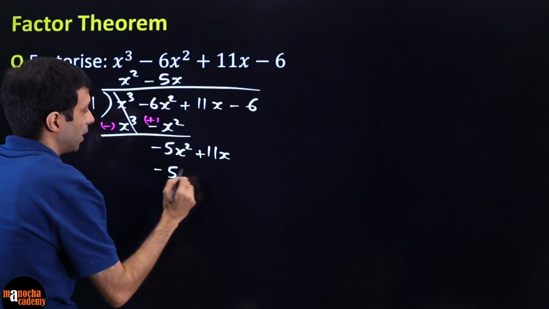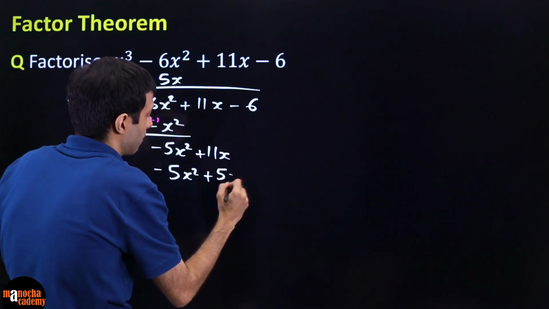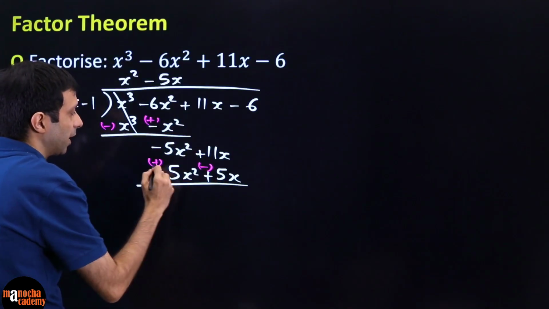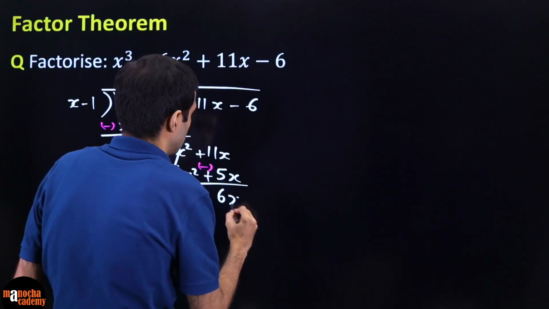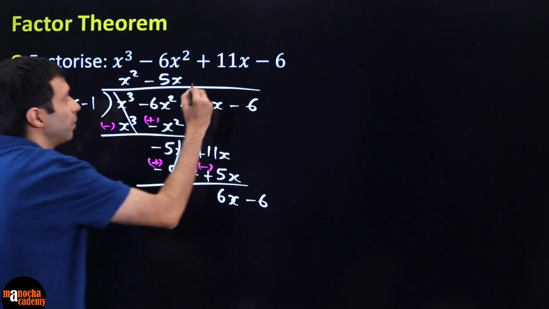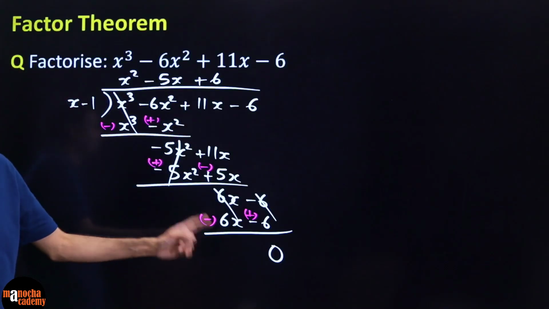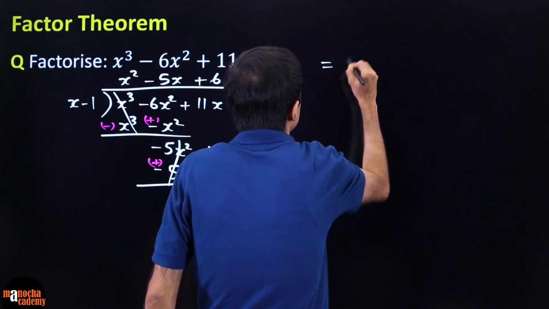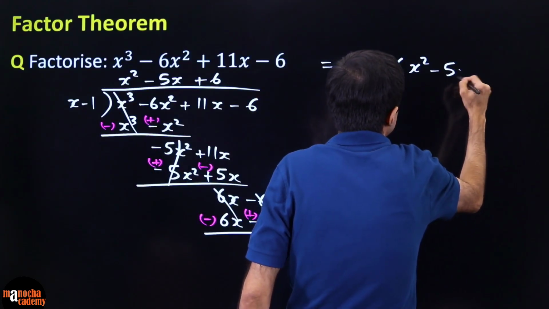So that's going to give us minus 5x square, and minus 5 times this will give me minus minus plus 5x. Again do the subtraction, so this becomes a plus, this becomes a minus. These terms will cancel. 11 minus 5x is giving me 6x minus 6. So what do I need here? I need a 6x, so I'll use plus 6. And you can see all these are cancelling and we are finally getting a remainder of 0. So what have we got in the division? That this polynomial is equal to x minus 1 times this quotient x square minus 5x plus 6.